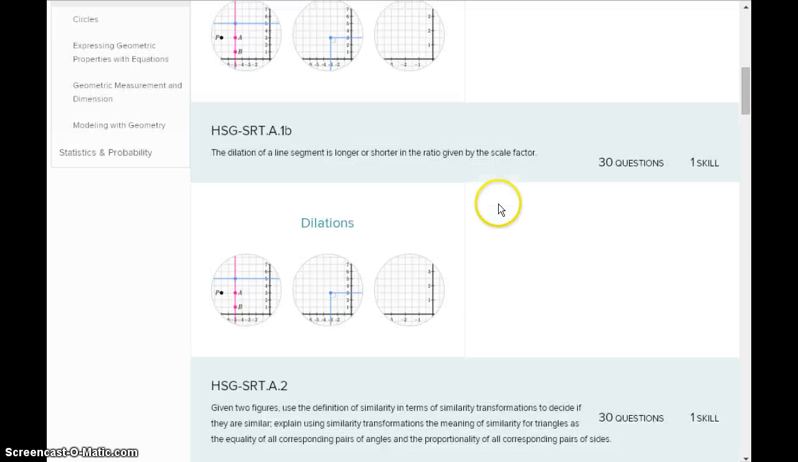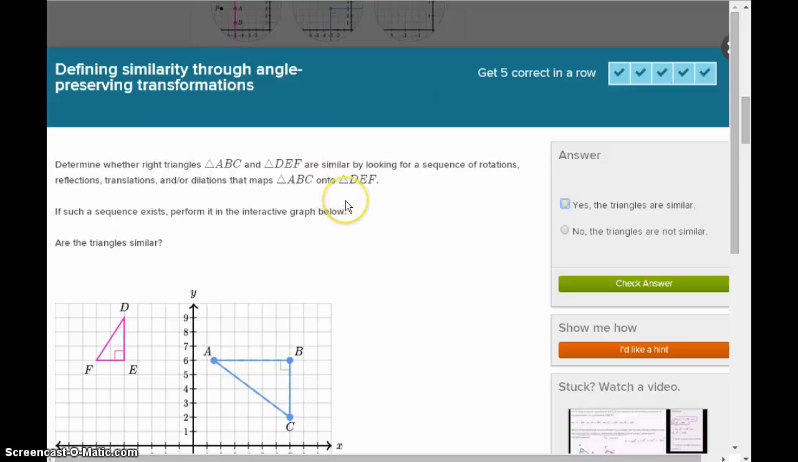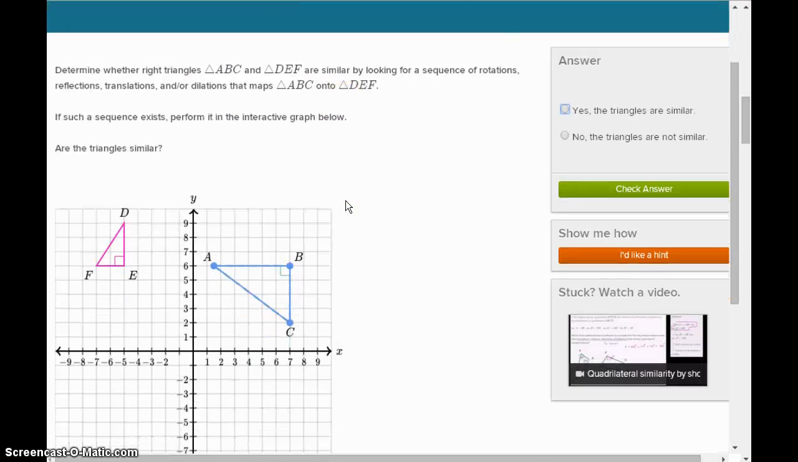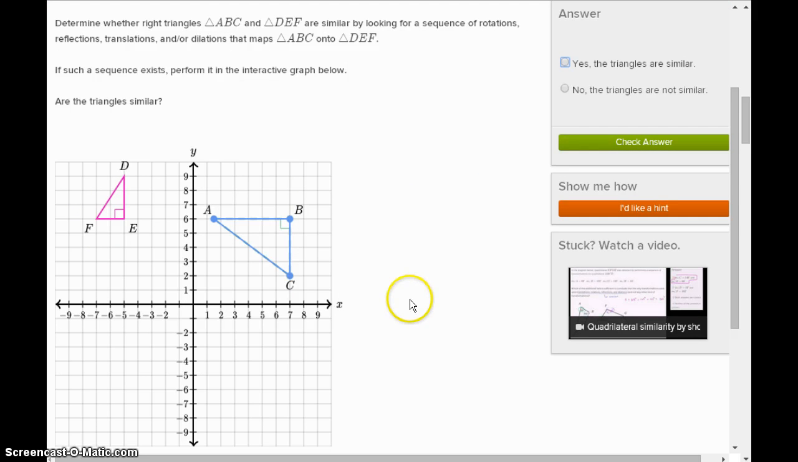Okay, this next problem is called defining similarity through angle preserving transformations. This one's tricky. I worked through it several times and made little mistakes here and there as I've done it myself. But basically, I'm going to take you through a few of them so you can see how it works.